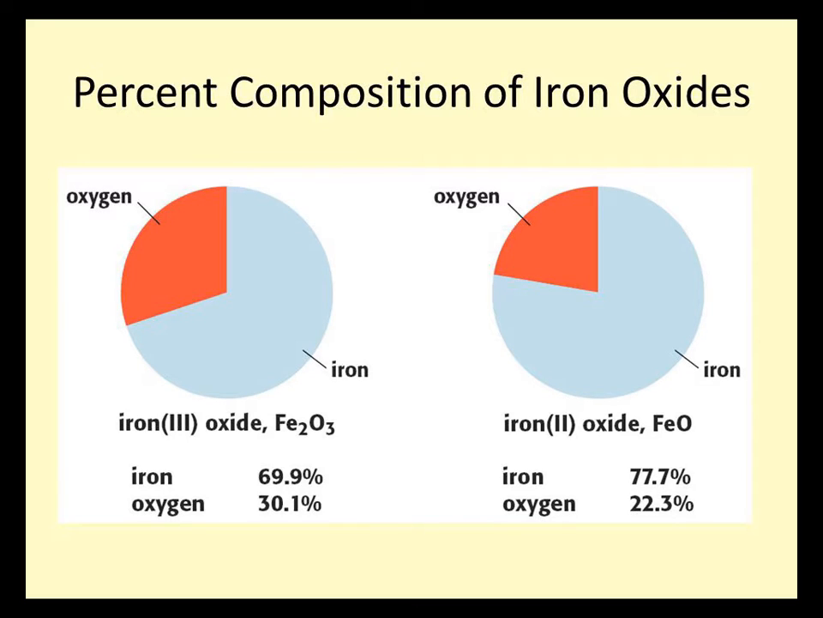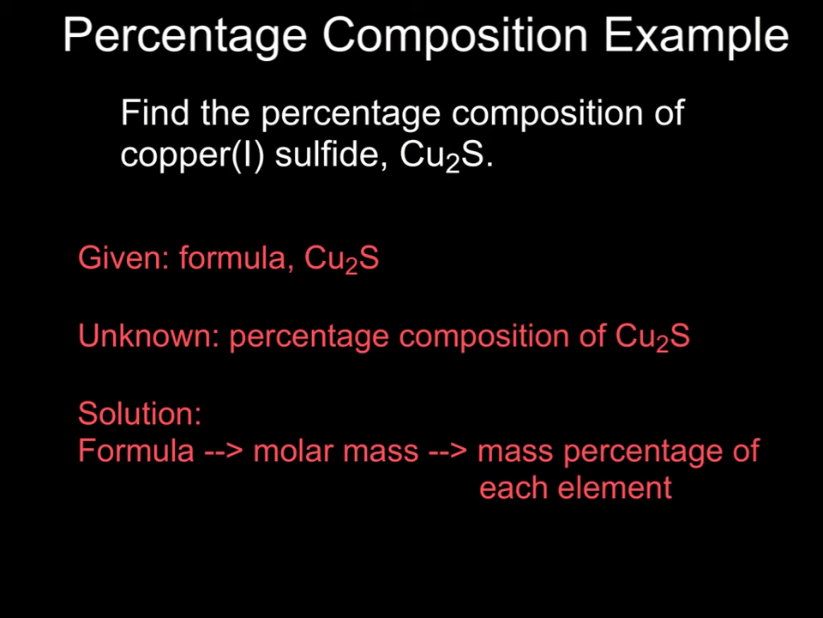So here's an example showing you the percent composition of iron 3 oxide and iron 2 oxide. And you can see that the percentages differ depending on how many of each element are present in the compound. So in the iron 3 oxide, it's 69.9% iron, as opposed to the iron 2 oxide, where there's 77.7% iron. So it does have to do with what elements are in the compound, but it also has to do with how many of that element are in the compound.